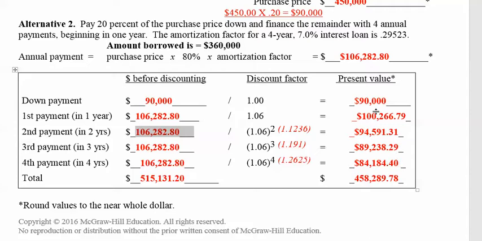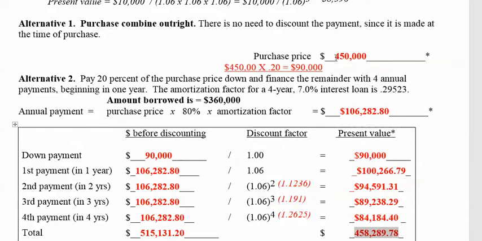When we add up those present values, we get a grand total of $458,289.78. Lower than our actual out-of-pocket expense, but this allows us to compare today's value of those payments. So it's not a lot more than paying the cash up front for this combine.